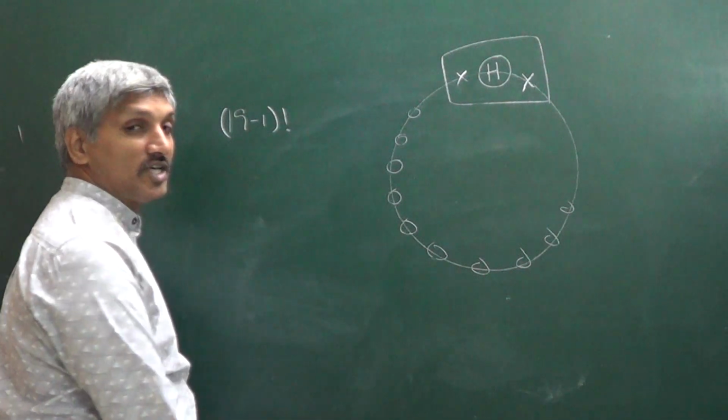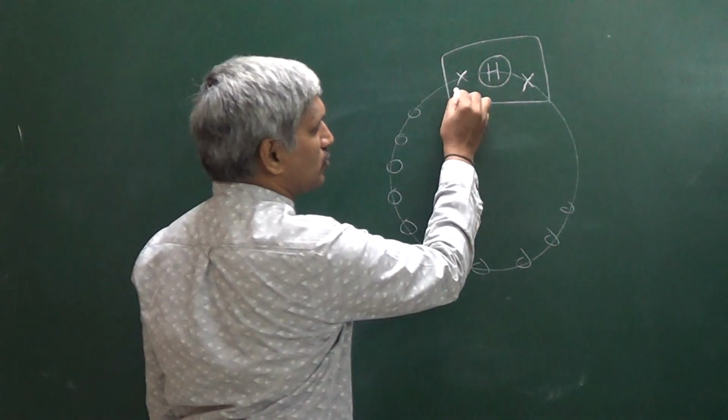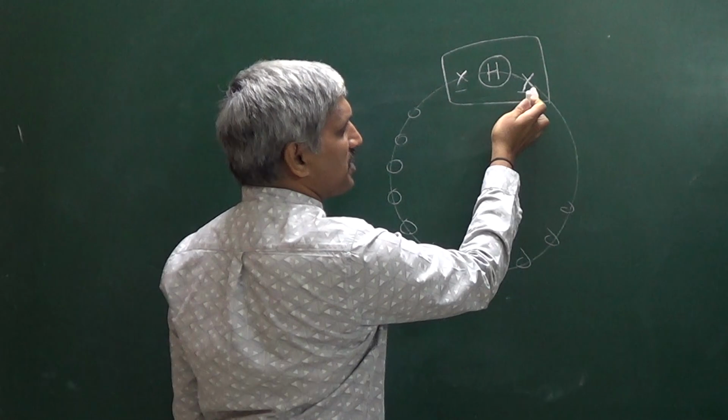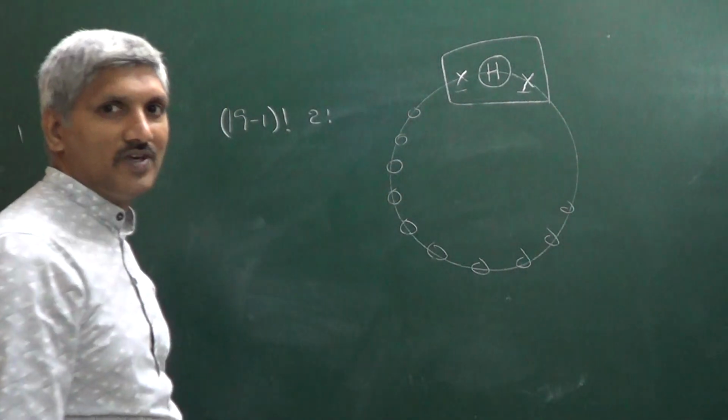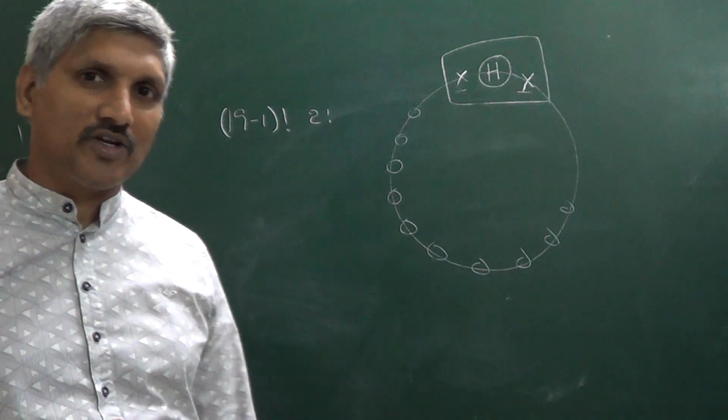After arranging them circularly, what to do? Now these two special guests can interchange their places or not? They can interchange their places in 2 factorial ways. So that is the answer for that particular question.